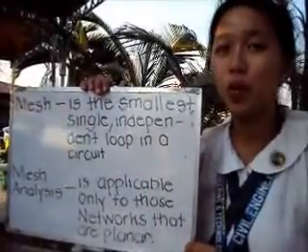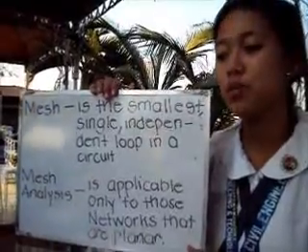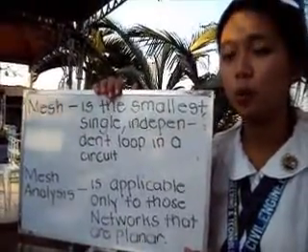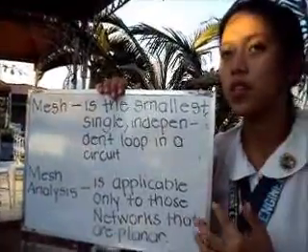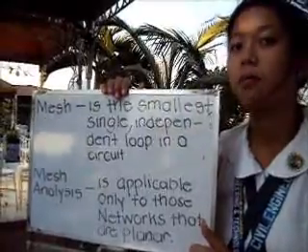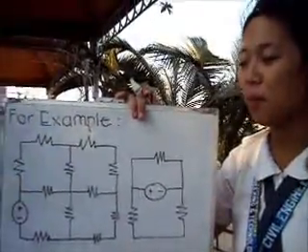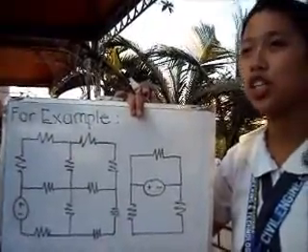I am Hannah Pablo and I'm going to talk about mesh. So let us first define what mesh is. Mesh is the smallest single independent loop in a circuit. Mesh can be useful in different kinds of circuits, but it is applicable only to those networks that are planar.